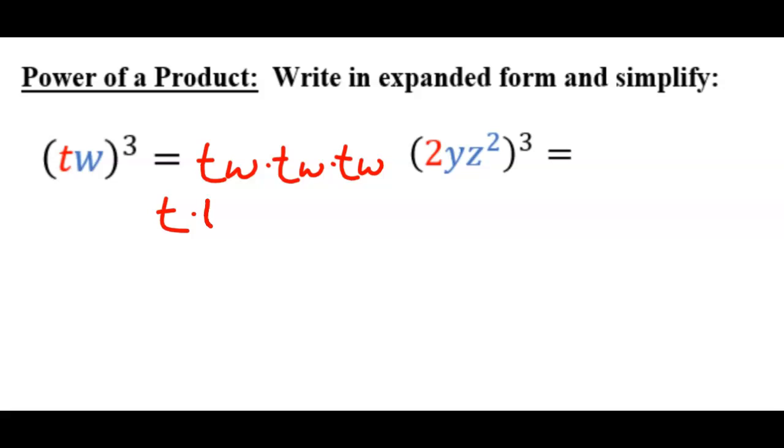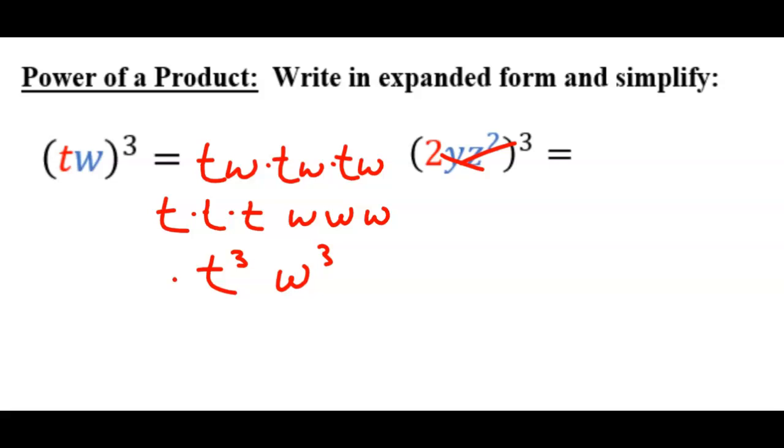So I put all my T's together. How many T's do I have? 3. So how would I write that? T to the third power. W to the third power. Okay. I'm not gonna write it out the long way. I am gonna do it in one similar to it in a few minutes.